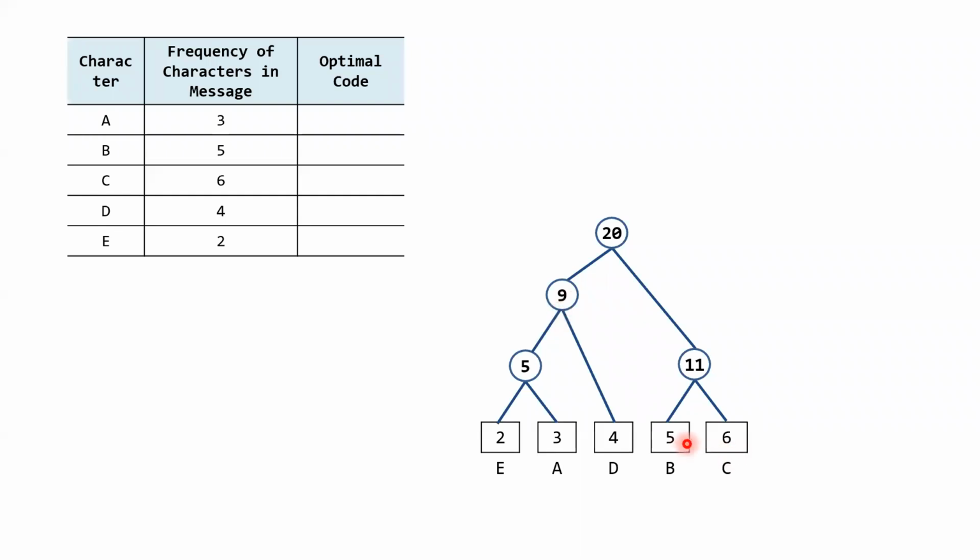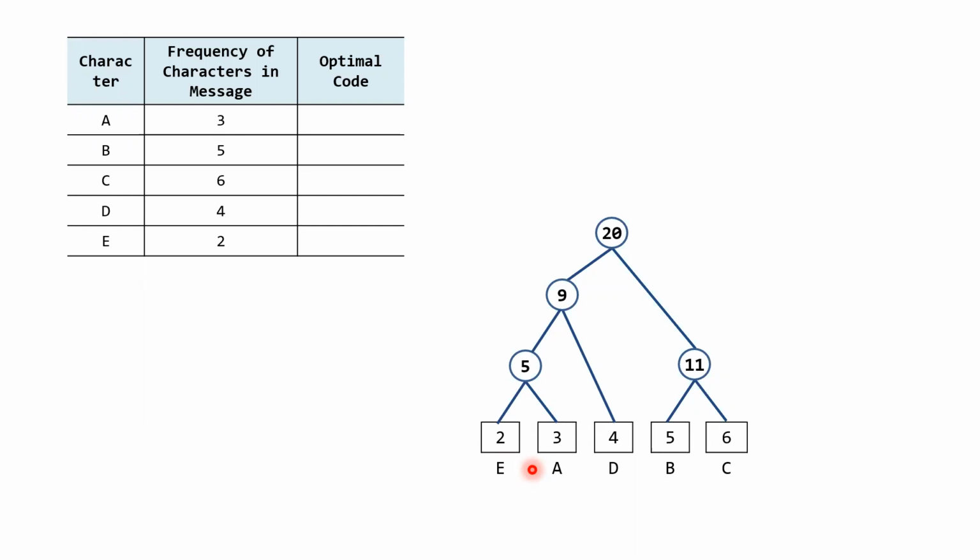So I'm going to perform merging on 5 and 6 and the value of the internal node will be 11. Now I am left with only 2 and I'm going to merge them, and the value of the root node will be 20.